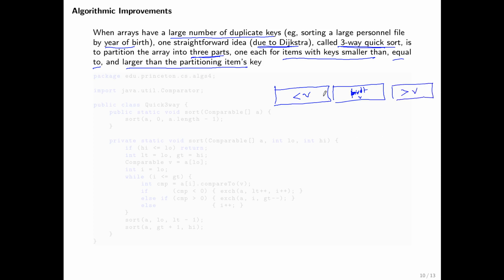Okay. And then what we do is, after the partitioning step, we simply call the modified quicksort algorithm on this partition and on this partition. Notice that we don't call it on this partition, the middle partition, okay? Because all the elements here are in the right place, so they need not be moved around, okay? And this modification works really well when your input has large number of duplicate keys.